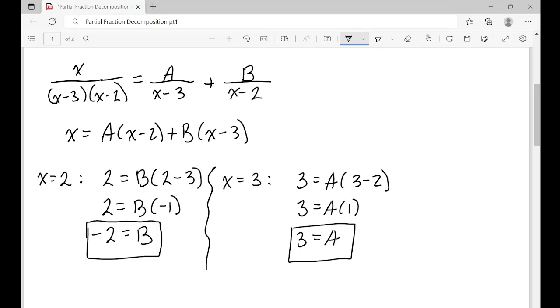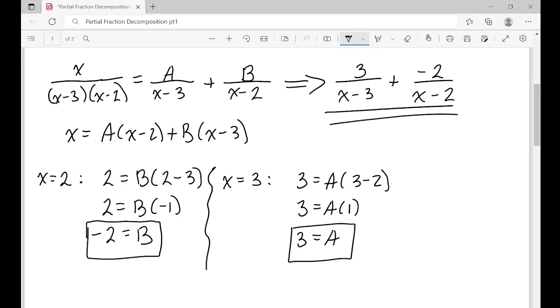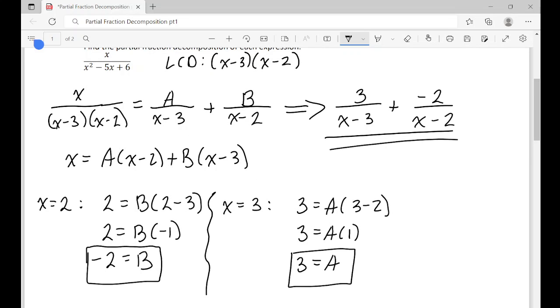So I got a and b. Now I'm just going to go back up here and replace a and b. So my final answer is going to be 3 over x minus 3 plus negative 2 over x minus 2. And here, for this one, is my partial fraction decomposition.